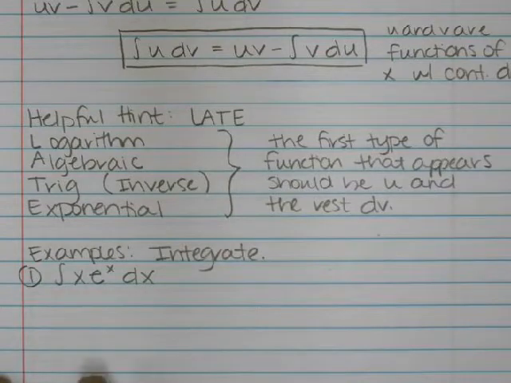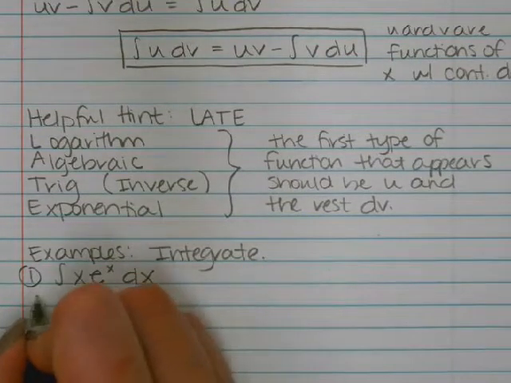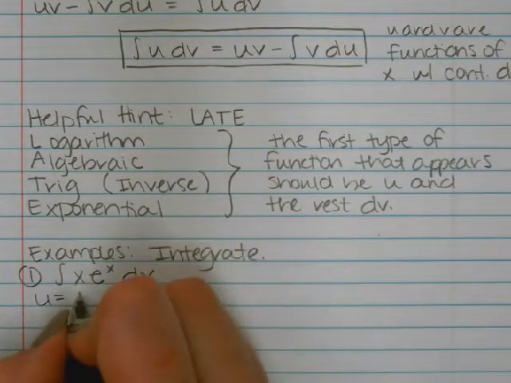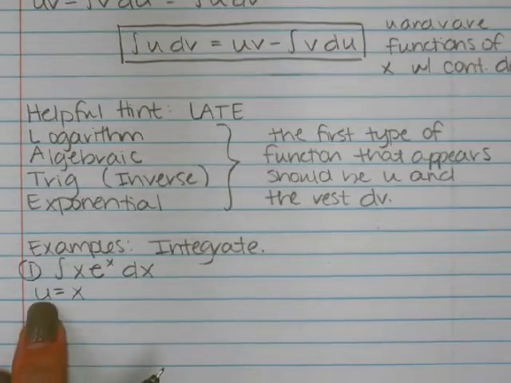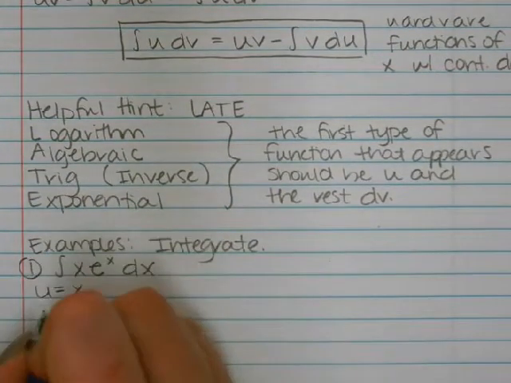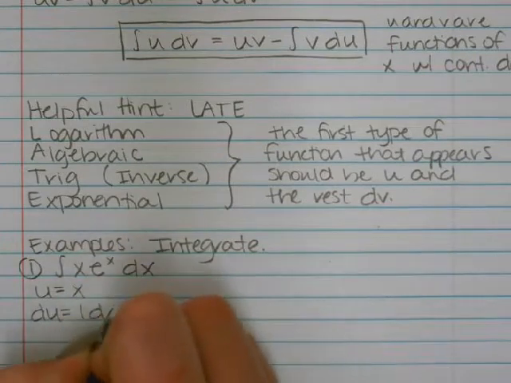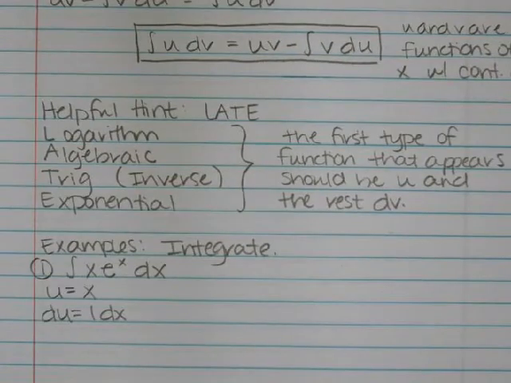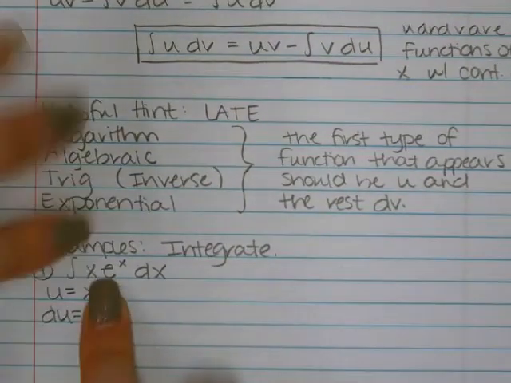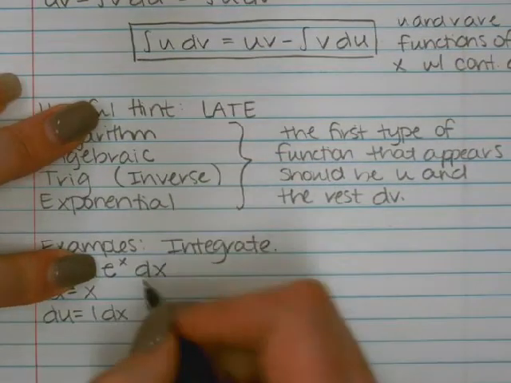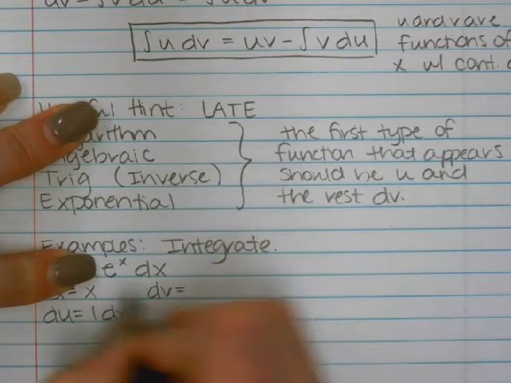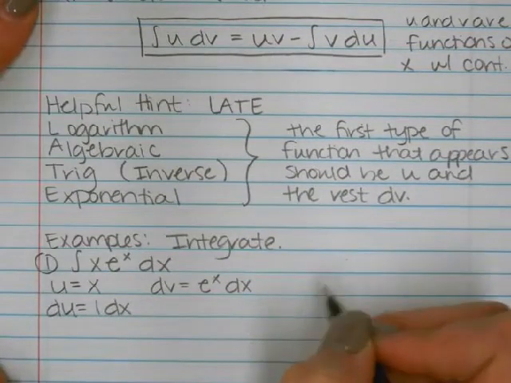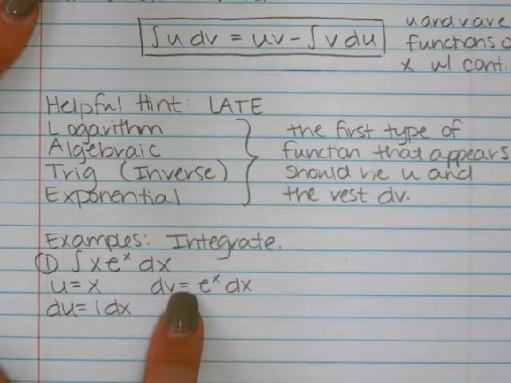The first thing that I'm going to do is recognize what I should have as my u. I'm going to use x right here as my u. The derivative of u, or the derivative of x, is 1 dx. Now what I'm going to do is call the rest of this, so I'm taking away the x, the rest of this is going to be considered my other function dv. So dv is e to the x dx.